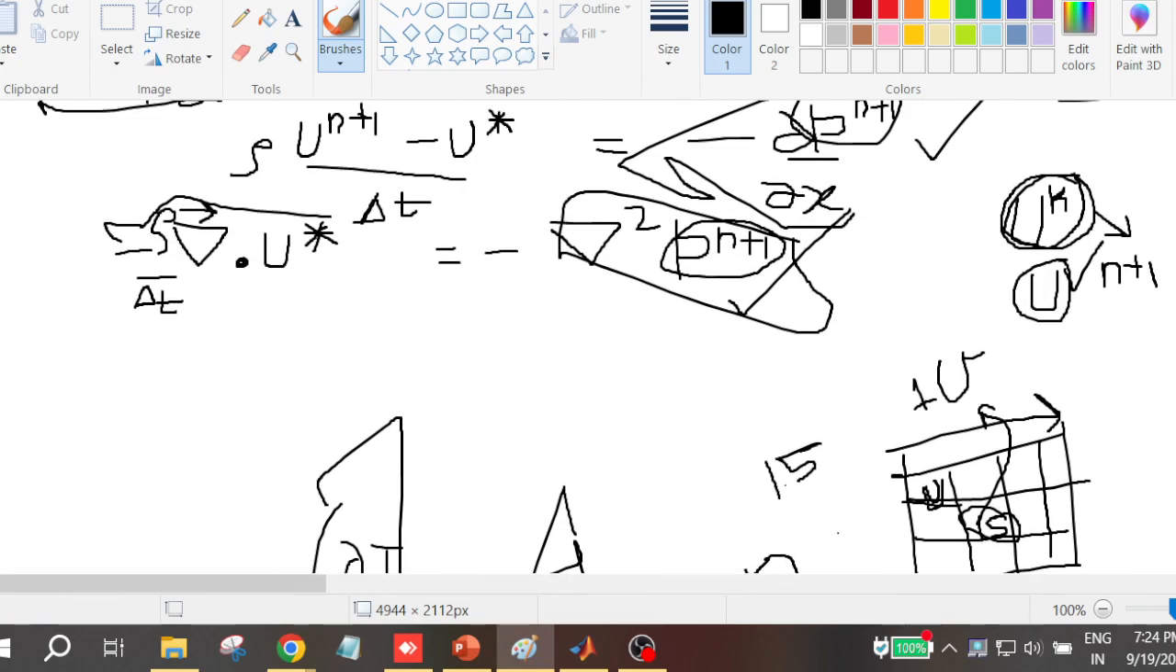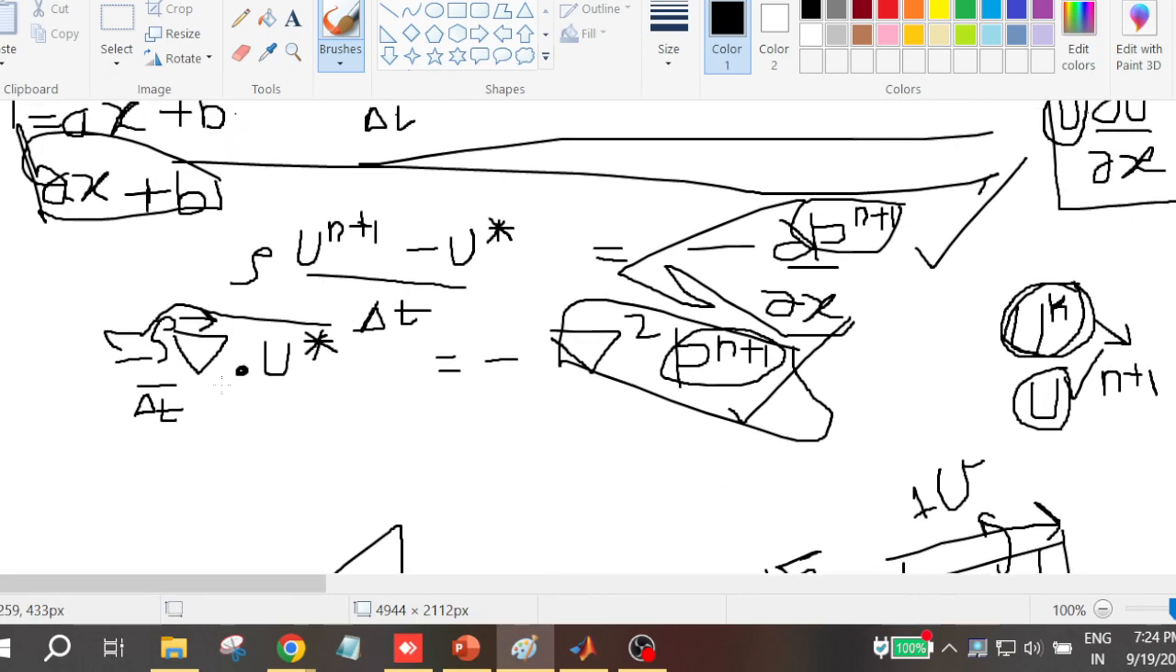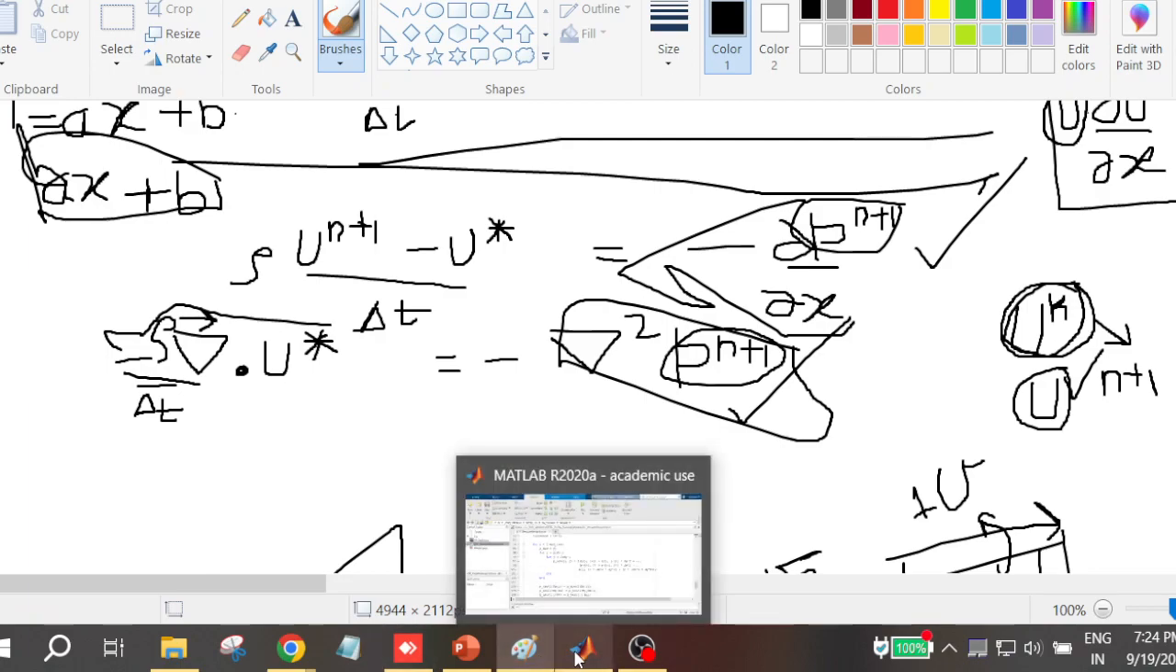When you do pressure Poisson, the divergence of del square p^(n+1) is equal to rho by delta t times the divergence of u star. That is not present here because I had initially taken delta t equal to 1 when I ran the code, so that had worked.